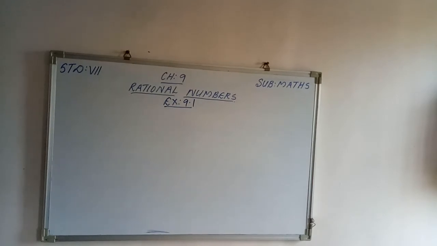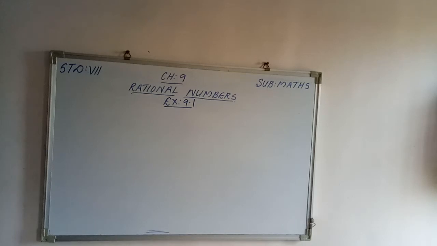Now question 10. Last question of this exercise. Write the following rational numbers in ascending order. In your previous class, you must have learned ascending order and descending order. What do you mean by ascending order? Ascending order means from small to big. Descending means from bigger to smaller. So here you have to write from the smallest rational number to the biggest rational number, which is given here.